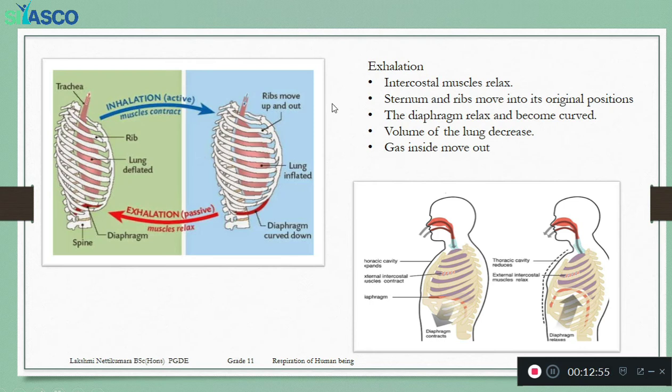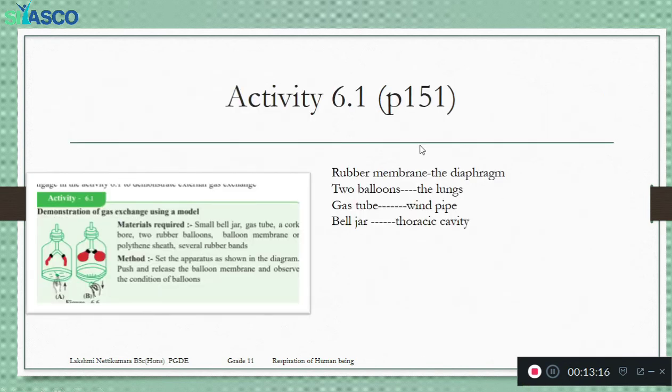So you have to remember what is happening here for the rib cage, for the intercostal muscles, and the volume and the pressure. By using these four, you should be able to explain the mechanism of breathing in and breathing out. In your textbook on page 151, this activity is given to you to understand what is actually happening, because looking at your body you cannot see how this enlargement happens.